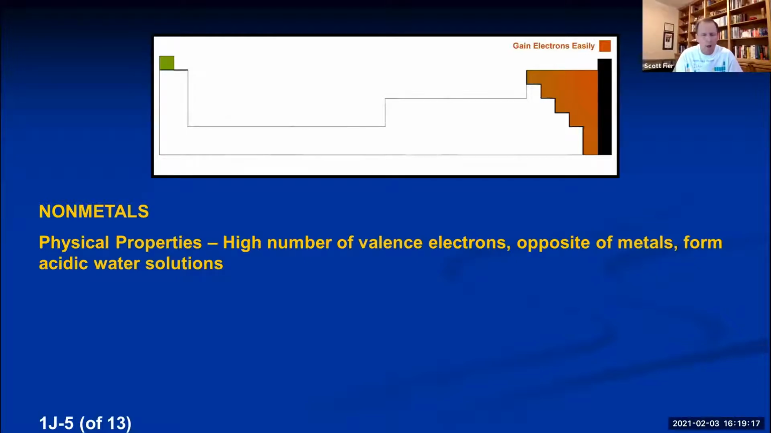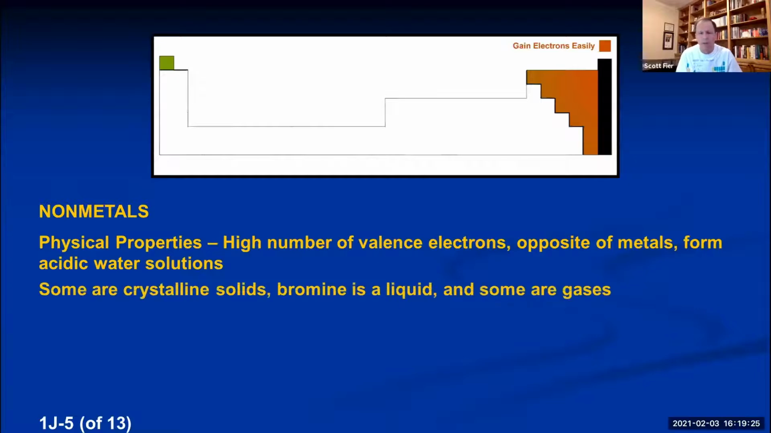I cannot give you any overall unifying description of a nonmetal because they are very different from each other. The metals: shiny, silvery, boom, that was it. The nonmetals aren't. Some are crystalline solids. One of them, bromine, is a liquid. Some are gases, so they vary widely in how they actually look. So we're going to talk about some of them individually. I would like you to know what they specifically look like in their elemental state, but I can't give an overall description of all the nonmetals.